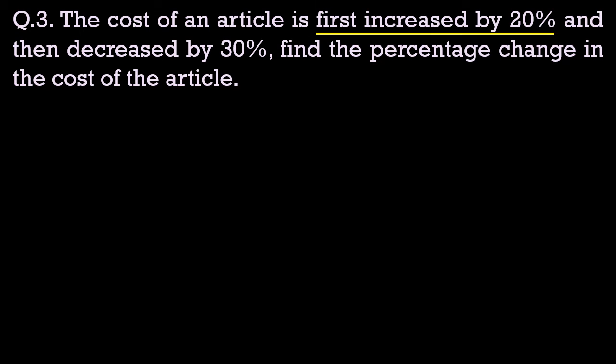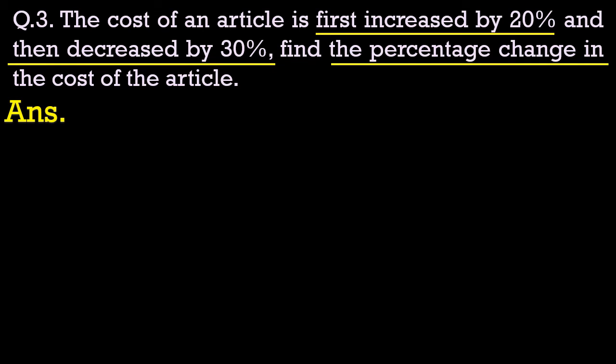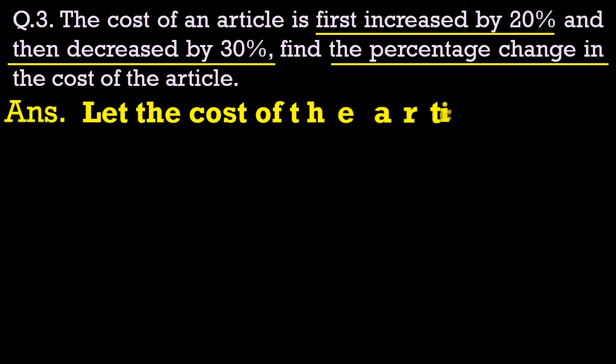Third question: the cost of an article is first increased by 20% and then decreased by 30%. Find the percentage change in the cost of the article. So here it is given first increased by 20%, first clue; second clue, after the increment, it was decreased by 30%. So we have to find the percentage change in the cost of the article.